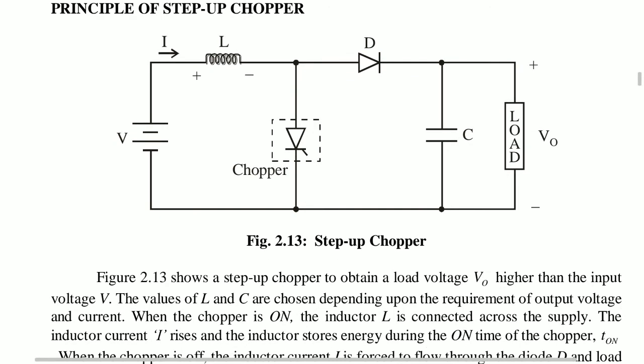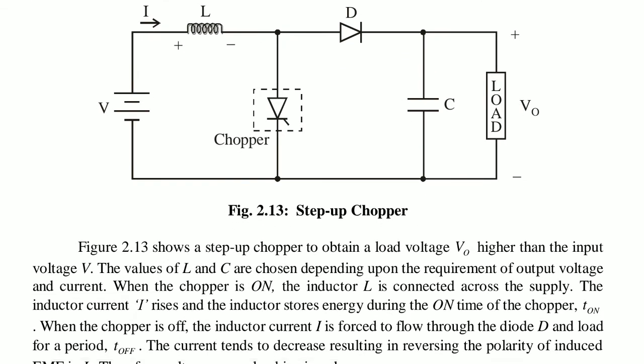We can see from the description that the above figure shows the step up chopper to obtain a load voltage VO higher than the input voltage V. So in this case the output voltage will be higher than the input voltage, both being DC voltages. The values of L and C are chosen depending upon the requirement of the output voltage and the current.